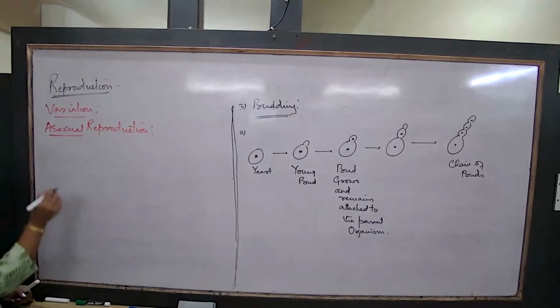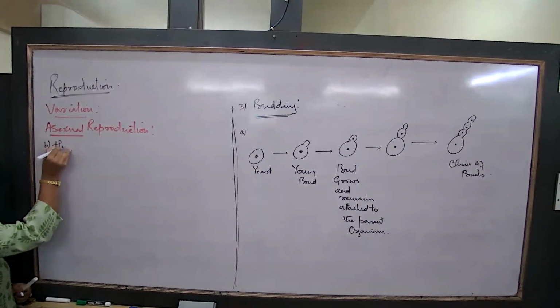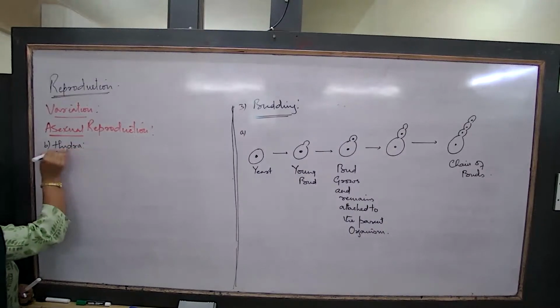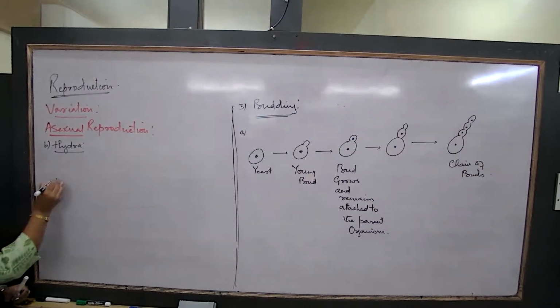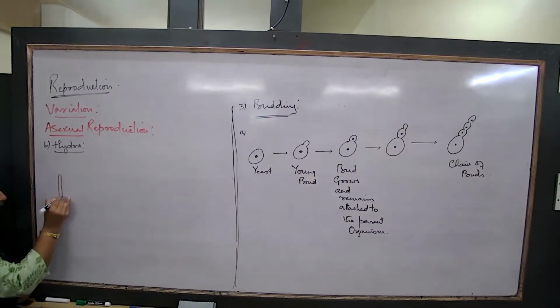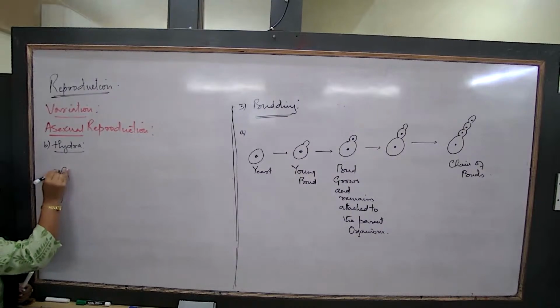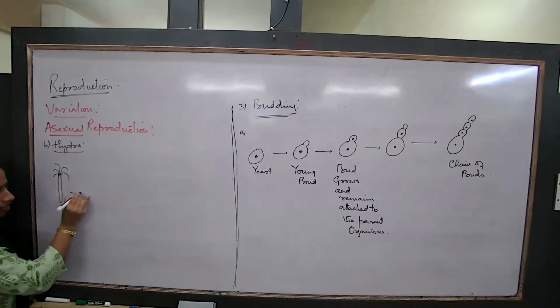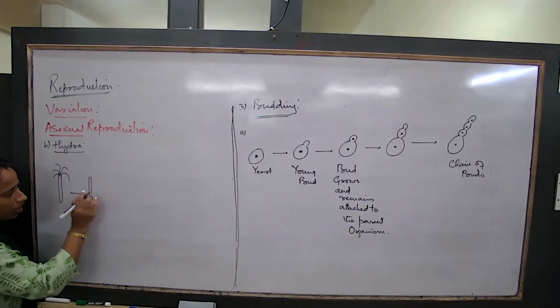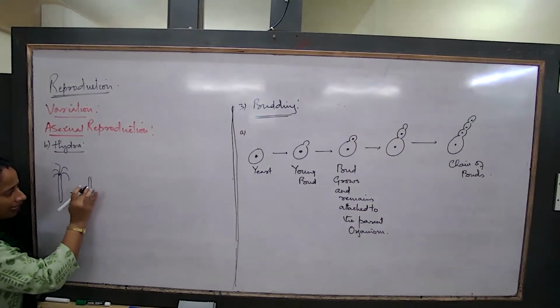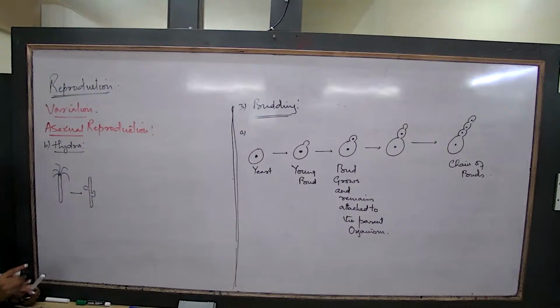Then what about budding in multicellular organisms like Hydra? Budding in multicellular organisms would be in the case of some cnidarians. Hydra is a cnidarian. So this parent Hydra, how will it start the process of reproduction? It results in the formation of a bud like this. Now the development of the bud, is anything programmed? Is any definite number there?